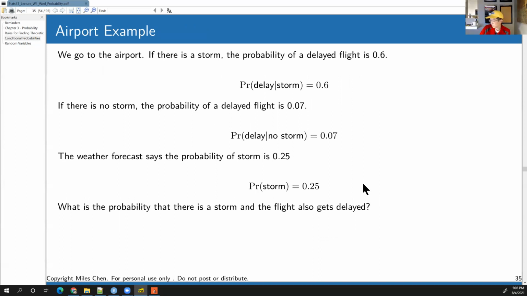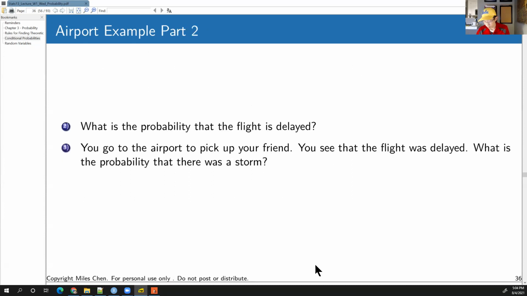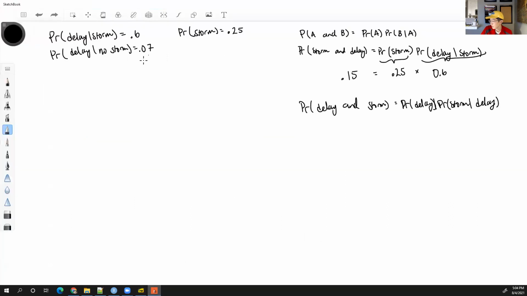All right, so what's the probability that there's a storm and the flight also gets delayed, storm and delay, and this is the answer that I've done here, okay? All right, let's ask this question. What's the probability that the flight is just delayed in general?